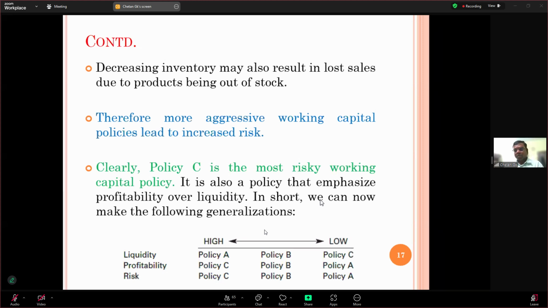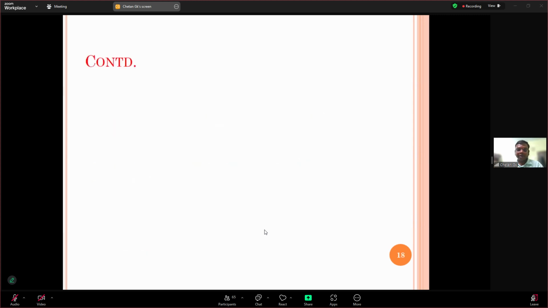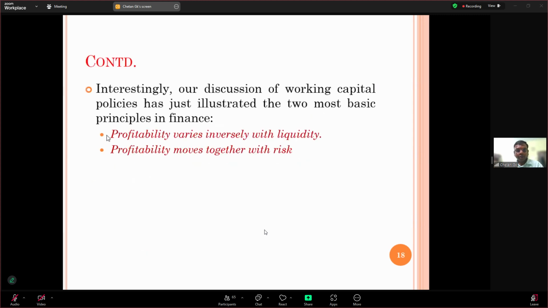Your finance manager is supposed to be doing this, and how it can be done, we'll be taking up a few problems. In this particular session, we'll be understanding how to go about the same. Interestingly, our discussion of working capital policies has just illustrated the two most basic principles in finance. Profitability varies inversely with liquidity, right?